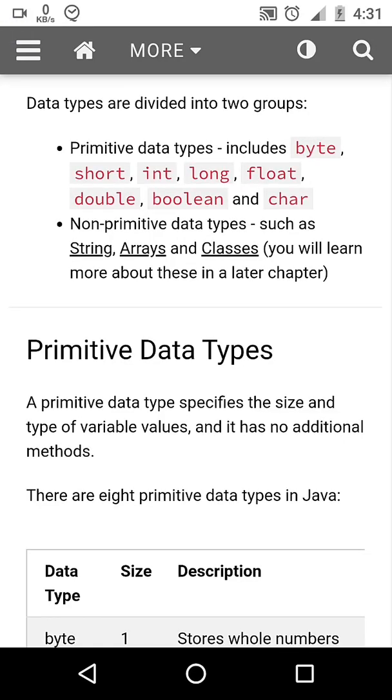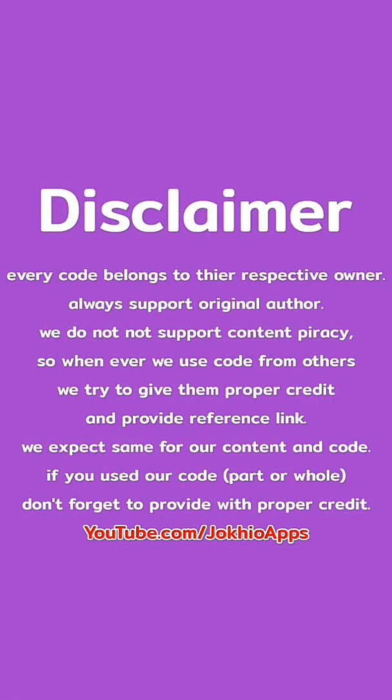Data types in Java. There are two data types in Java: primitive data type and non-primitive data type.